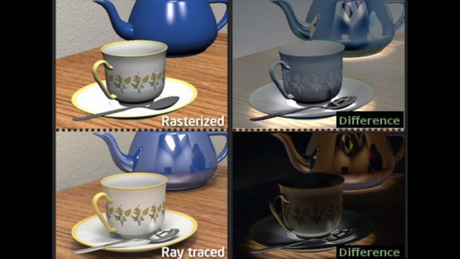Because ray tracing uses a lot of resources, it has been used only for non-real-time rendering. Instead, for animations, movies, and video games, we use a technique called rasterization.